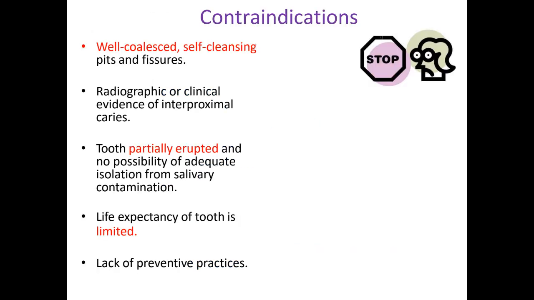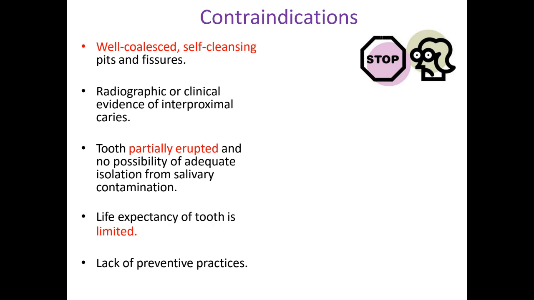Now coming to the contraindications: well coalesced self-cleansing pits and fissures. According to Nagano, what are those? They are U and V shaped, whereas for the indications, we can use the I, IK and inverted Y. Well coalesced self-cleansing pits and fissures are only U and V. Radiographic or clinical evidence of interproximal caries: if you see this, no placement of pit and fissure sealants.